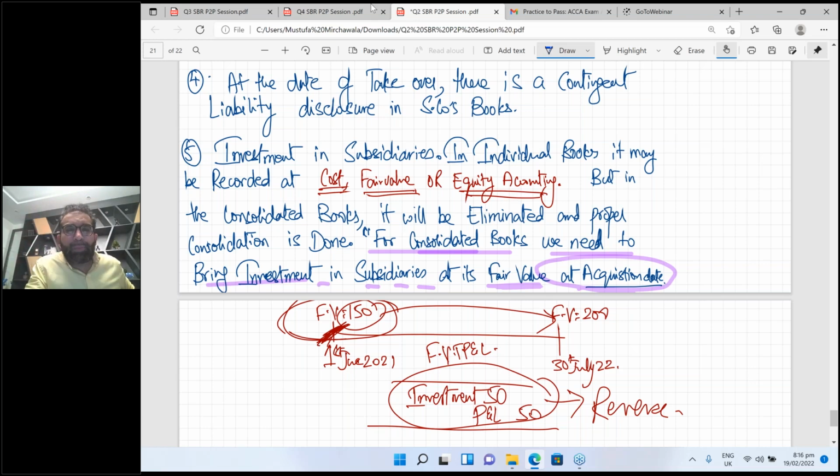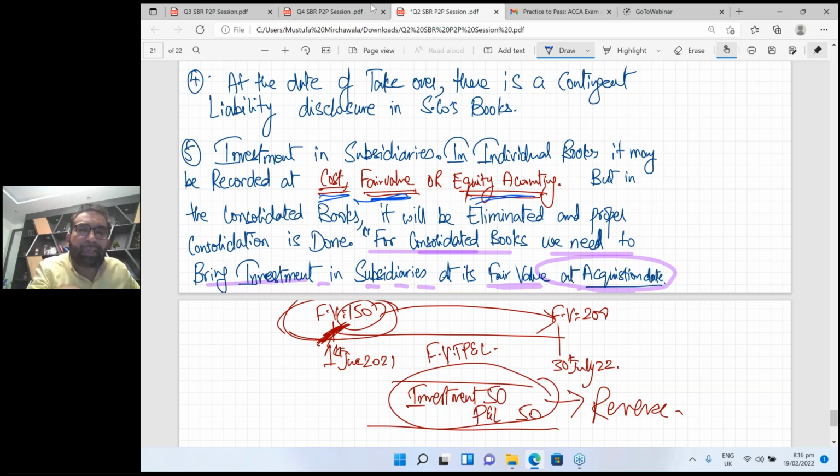And in the individual books we have certain options available. See the red, see this. In individual books it may be recorded at cost. Yes, you can record that investment at original cost, you can record that investment at fair value, or you can apply equity accounting as well. So in the individual books of parent company, the shares of subsidiary company are recorded according to one of these three treatments, okay?